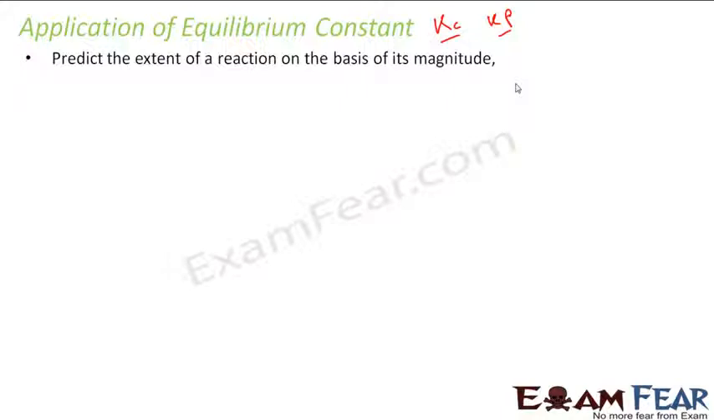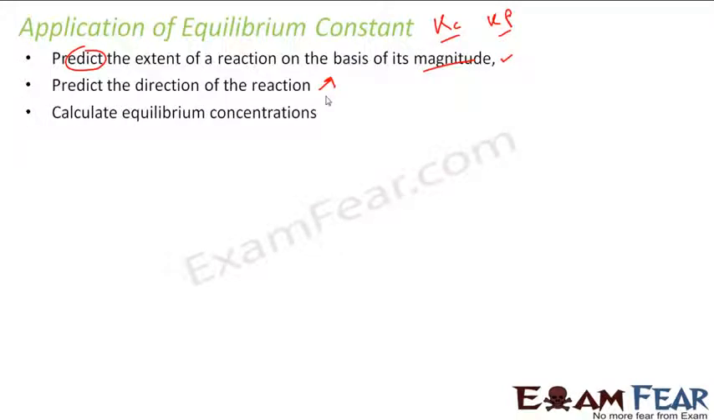So the first and the foremost use of this equilibrium constant is to predict the extent of the reaction on the basis of the magnitude. So the magnitude of Kc and Kp will determine what is the extent of the reaction. It will also tell you the direction of reaction, whether it will go the forward direction or backward direction. And it will also help us in finding equilibrium concentration. So we have done a couple of examples on this where we have found equilibrium concentration given the value of Kp or Kc. But these things we have not done. So let's understand all these things one by one.